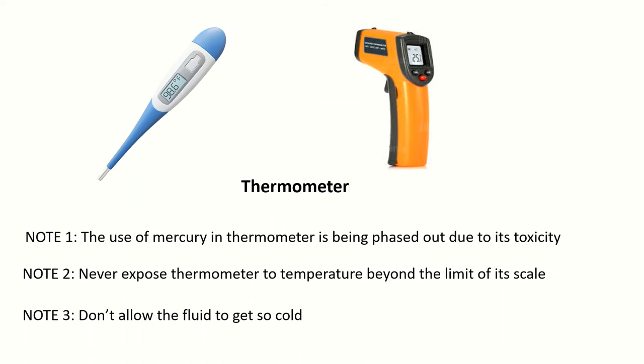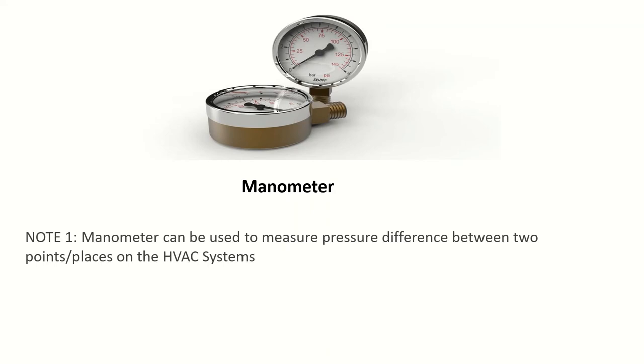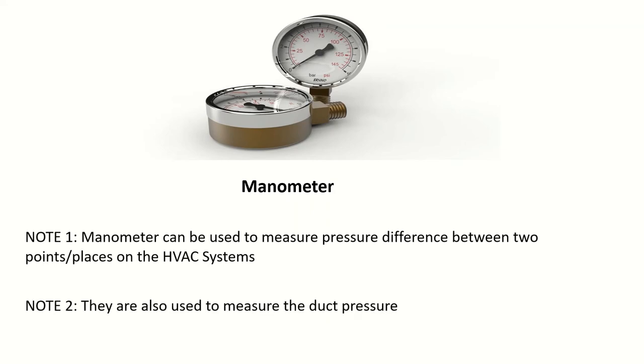Number three is don't allow the fluid to get too cold. When the fluid gets too cold, it can freeze, and therefore expand and break the thermometer. That is why we don't allow the fluid to get too cold when using a thermometer in an HVAC system. Remember, it can freeze, expand and break the thermometer. Also, we have the manometer that we use to measure the pressure difference between two points on the HVAC system. We also use the manometer to measure the dot pressure in the HVAC system. So the thermometer and manometer are two important instruments that we use in HVAC systems.